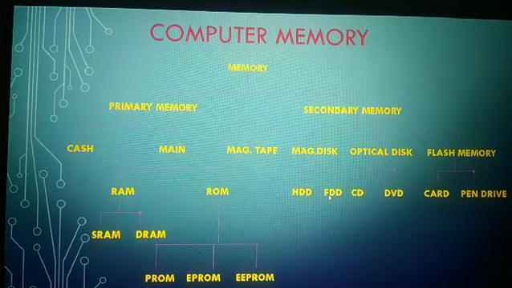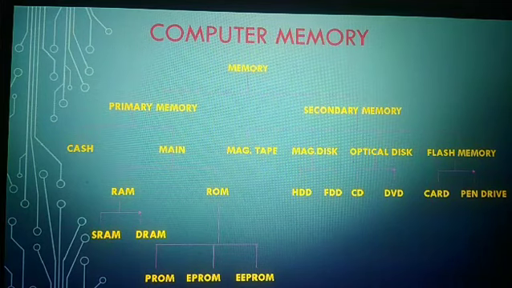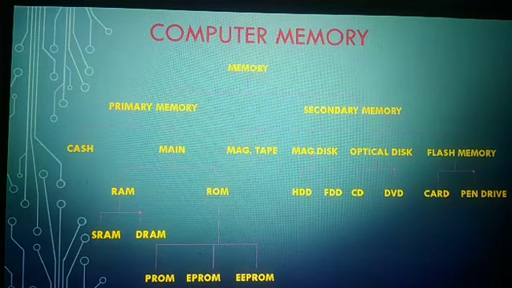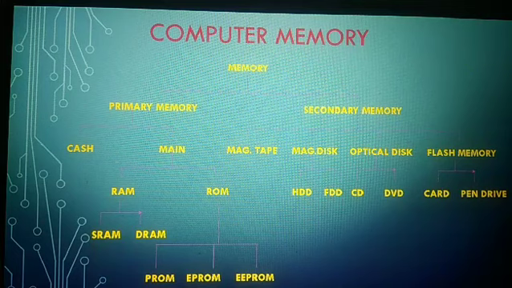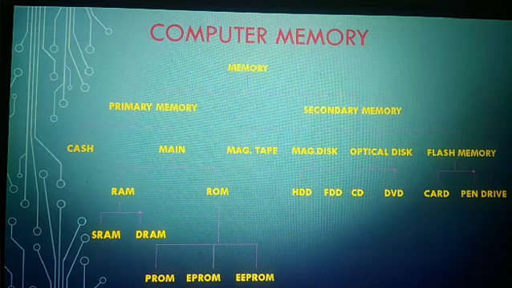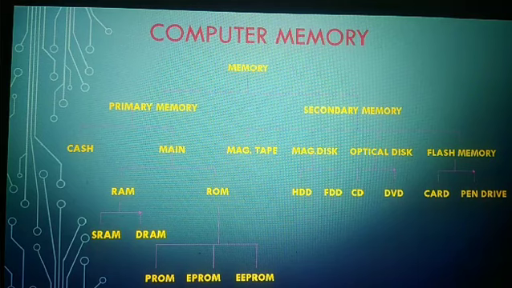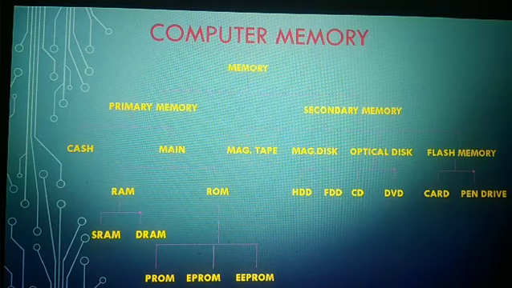Next type of magnetic disk, floppy disk drive. A floppy disk is a disk storage medium composed of a disk of thin and flexible magnetic storage medium enclosed in a rectangular plastic carrier. It comes in two sizes, 3.5 inch and 5.25 inch. We can store 1.44 MB data in this disk. So we cannot store a large amount of data in this disk. So nowadays we don't use this disk.